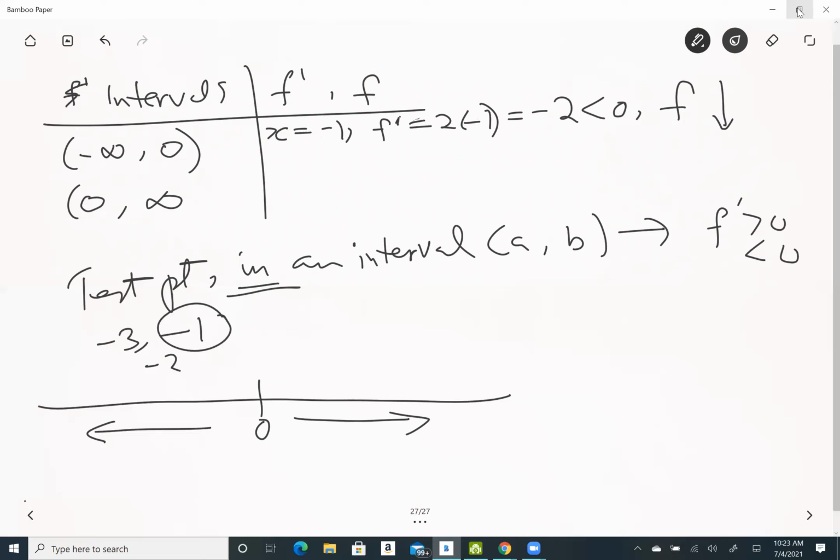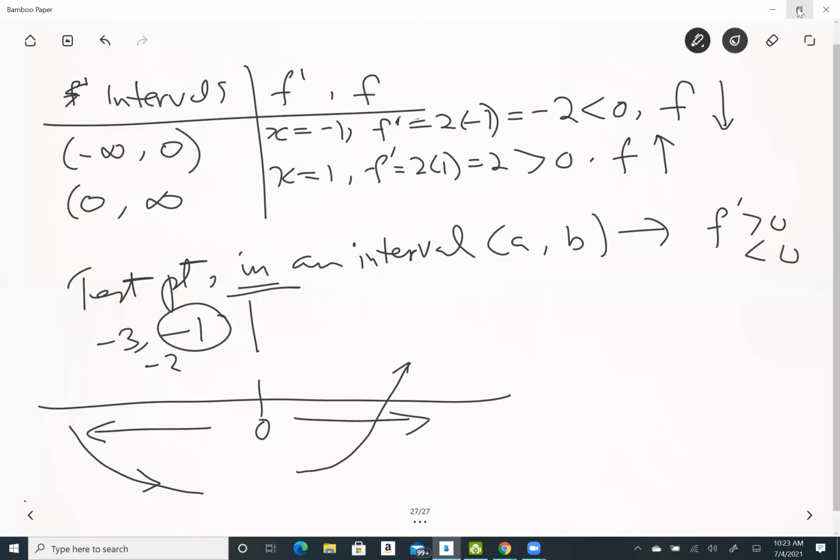Now for the other interval, take a test point. Give me one test point. 0 is not included. Let's take x equal to 1. I get f prime equal to 2 times 1, that is equal to 2, and 2 is bigger than 0. Therefore f is increasing. So on the interval on the left, the function is decreasing, and on the interval on the right, the function is increasing. So now you know the general behavior of the function.